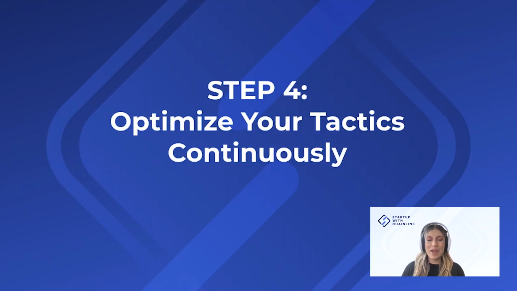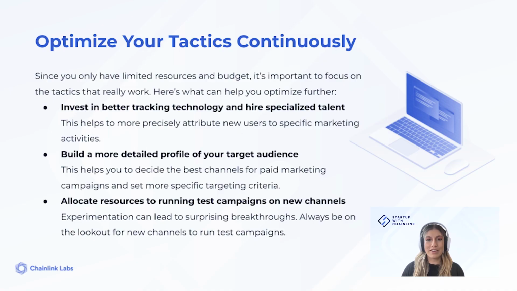Step 4, optimize your tactics continuously. Once you're tracking your key metrics, you need to try everything you can to improve them. Just bear in mind that some tactics, like content marketing, take a while to show results, while other tactics, like paid advertising, are easier to judge. You can tell pretty quickly if an ad campaign isn't working. When you're in the early stages, it pays to always be optimizing.